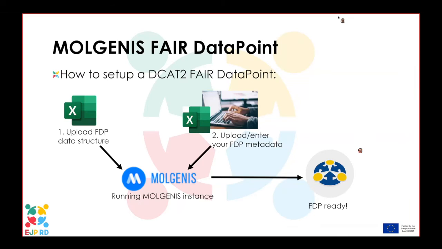And Molgenis supports the mentioned DCAT2 FAIR data point. So if you have a running Molgenis database, it basically takes 2 steps to set this up. First you have to upload a piece of FAIR data point data structure. And then you have to either upload or manually enter your FDP metadata. And at that point, Molgenis will take care of the rest and basically become a FAIR data point. So that is built in.